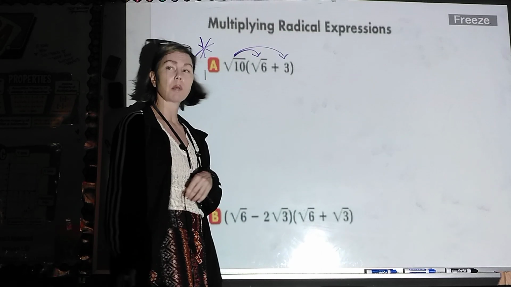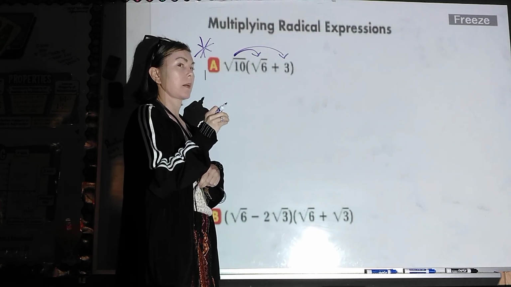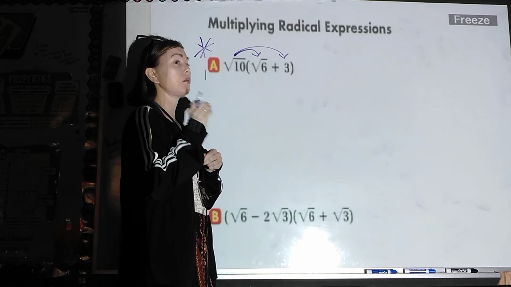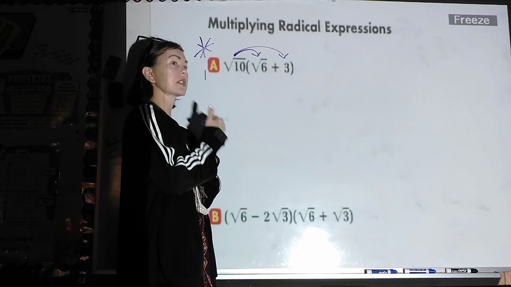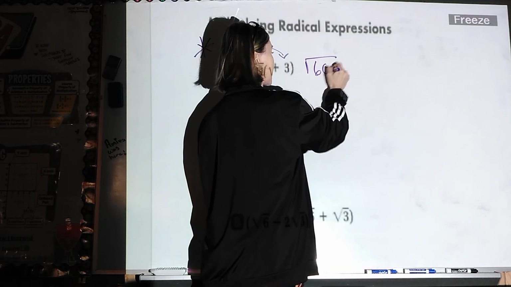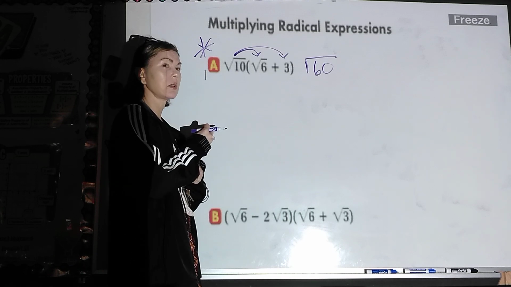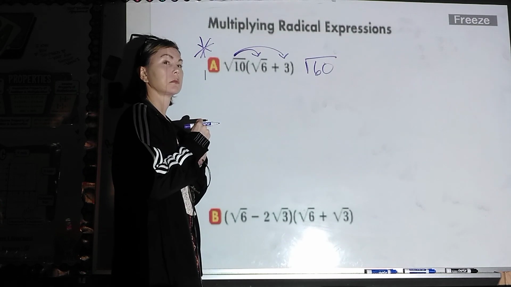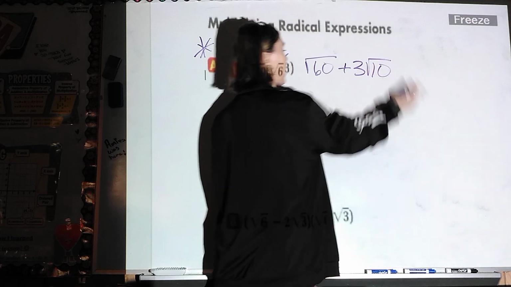Do it now, okay? You have to multiply like with like. So when you're multiplying a radical to a radical, you do multiply the numbers that are inside the radical. So radical 10 times radical 6 gives you a radical 60. And then radical 10 times the whole number 3 is going to give you positive 3 radical 10.